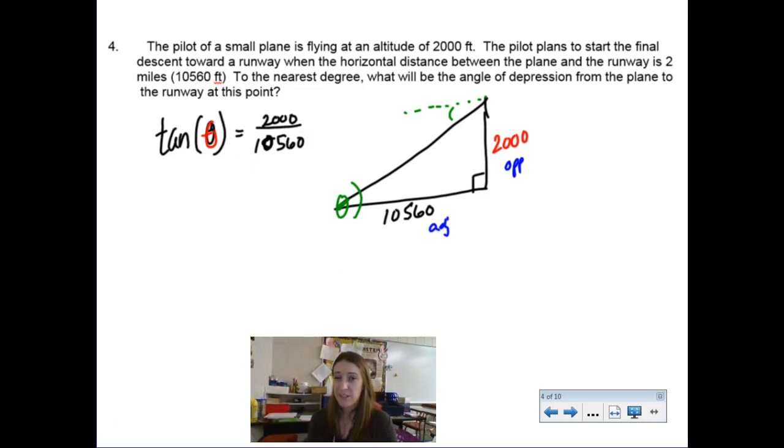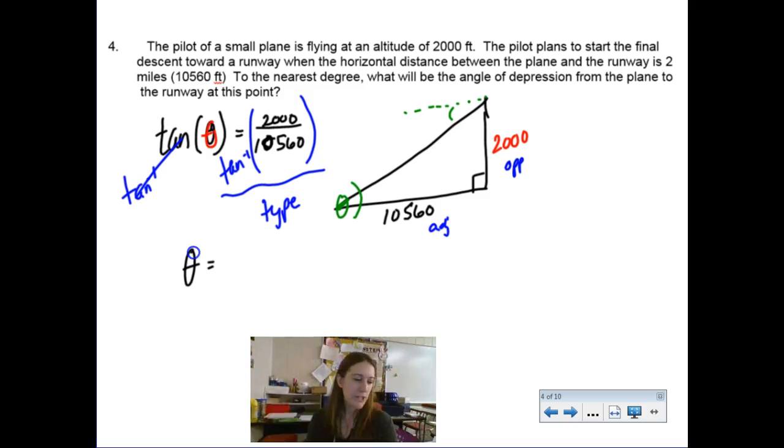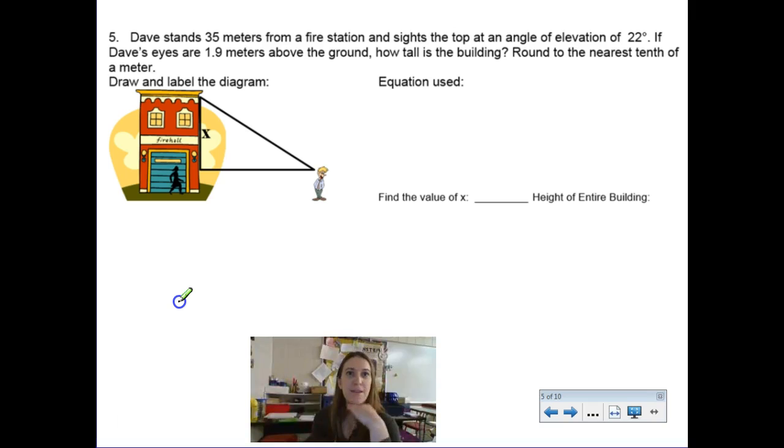And it's trapped inside of a tangent function, so remember the way we undo a tangent function is we apply the inverse tangent, of course to both sides of the equation. This one just cancels, and this is what you type. So inverse tangent of the ratio gives me, and it shouldn't be a huge angle, guys, it's an angle of descent on an airplane, so 10.7 degrees is what it came out to. Sounds appropriate.